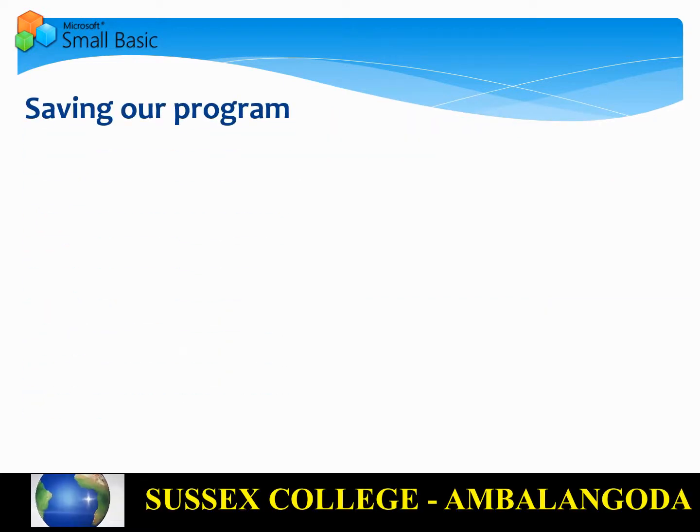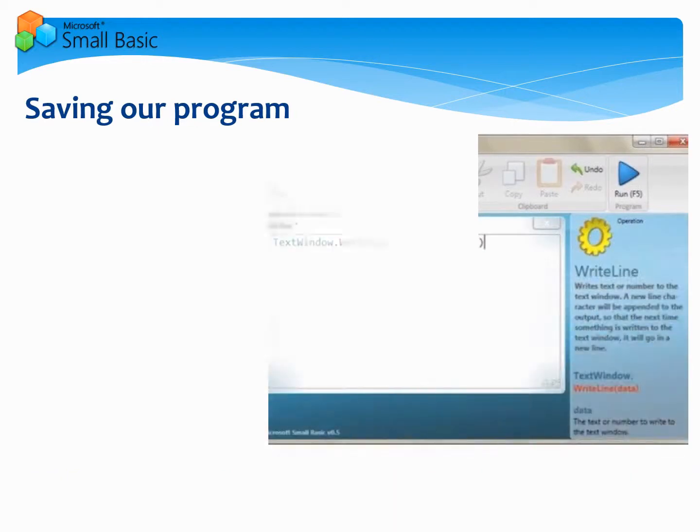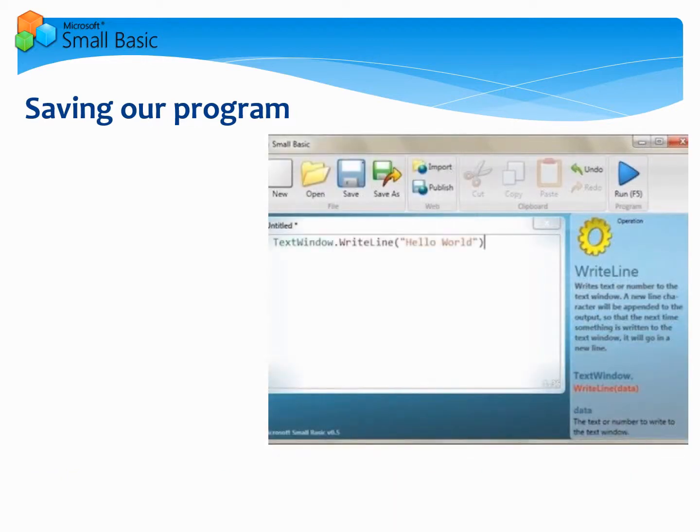After creating this, you have to save the program. There are two ways we can save in Small Basic. Our program is called Hello World, and we want to display Hello World. So we type TextWindow.WriteLine, then within brackets and double quotes, we write Hello World.